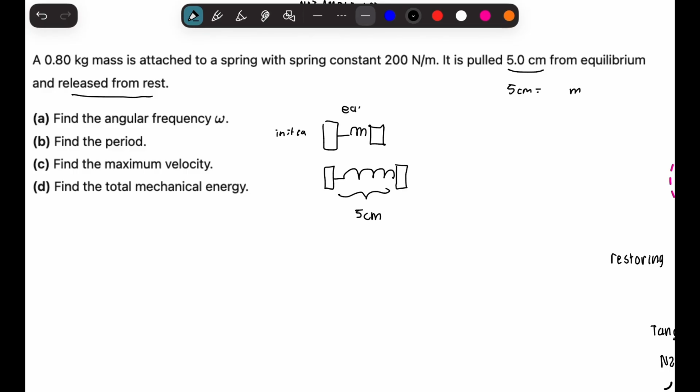A 0.8 kilogram mass is attached to a spring with a spring constant of 200 newtons per meter. It is pulled 5 centimeters from the equilibrium and is released from rest. So initially, it's at this spring situation, and then it's pulled 5 centimeters. So that's its natural length. And its mass is 0.8 kilograms. Let me just write that.